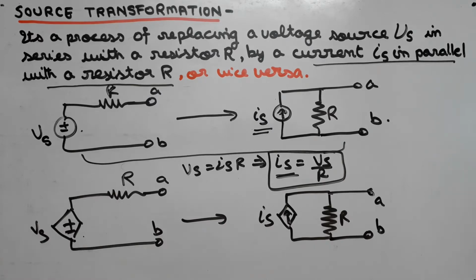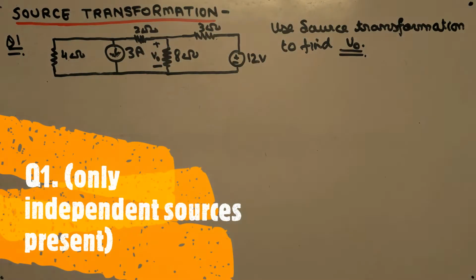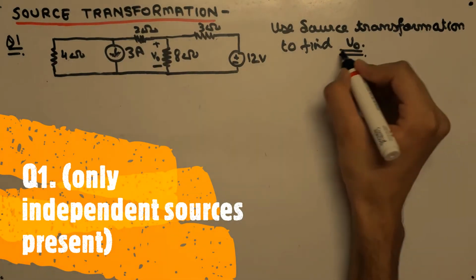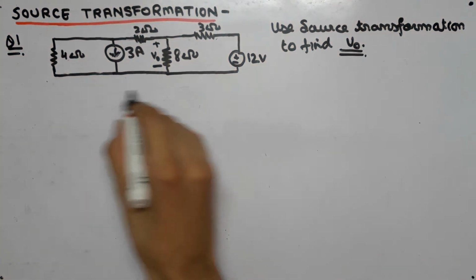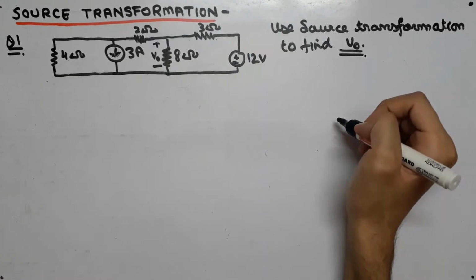Now guys, we will be doing a couple of questions. First of all, we will do a question which will only have independent sources. Then secondly, we will do a question which will include both dependent and independent sources. Now in question number 1, we have to find the value of V0 using source transformation. Now we can also see that we only have independent sources over here. So now we will do the necessary source transformation.